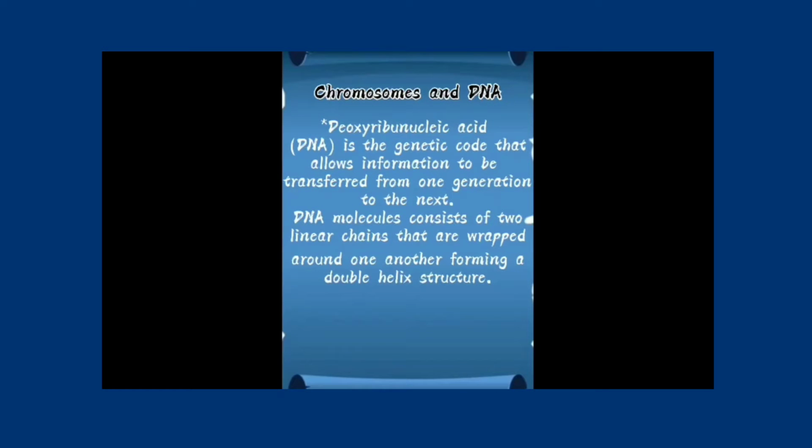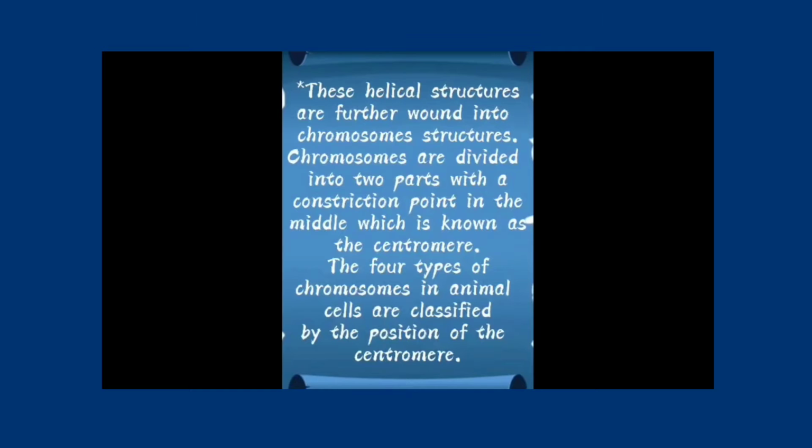Deoxyribonucleic acid, or DNA, is the genetic code that allows information to be transferred from one generation to the next. DNA molecules consist of two linear chains that are wrapped around one another, forming a double helix structure. These helical structures are further wound into chromosome structure. Chromosomes are divided into two parts with a constriction point in the middle, which is known as the centromere. The four types of chromosomes in animal cells are classified by the position of the centromere.